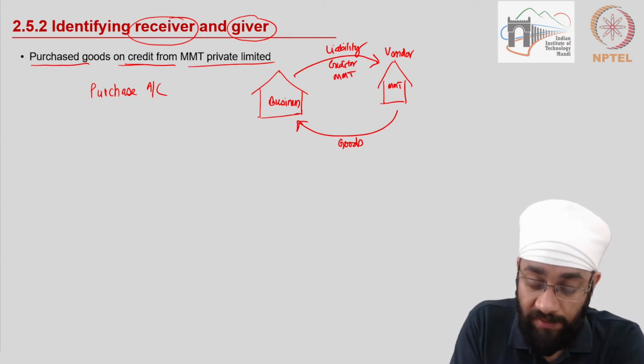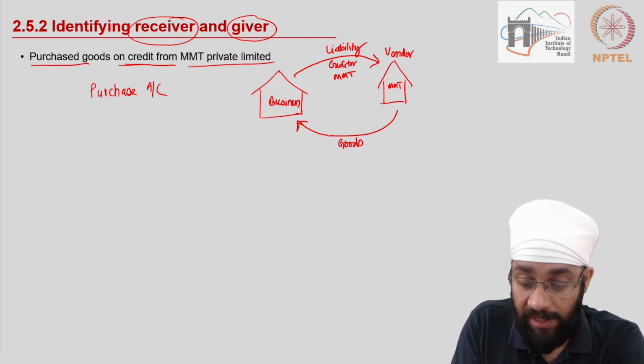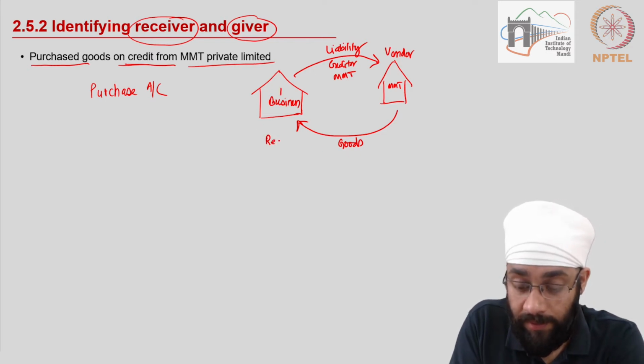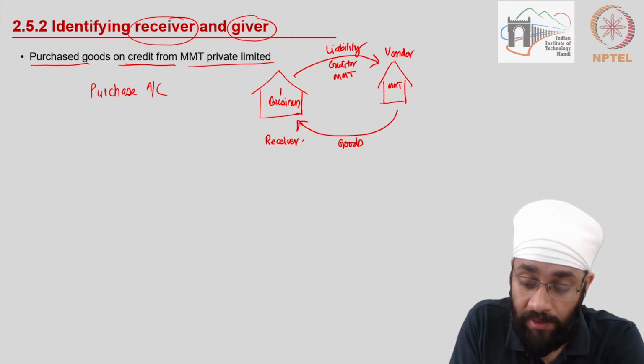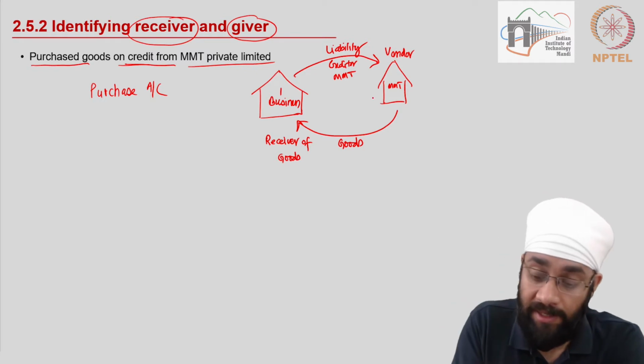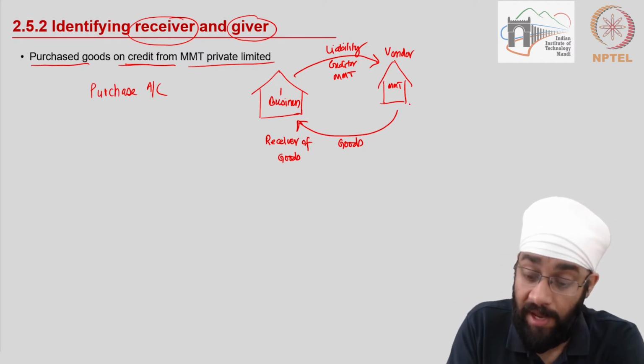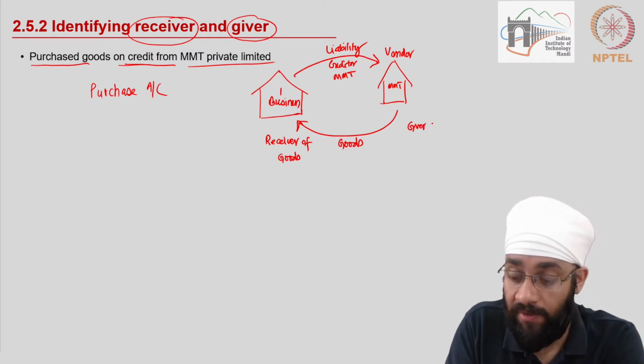So who is the receiver and who is the giver? That is the question. In this case, your business is receiving the goods first of all. So, receiver of goods. And this vendor, on the other hand, is the giver of goods.